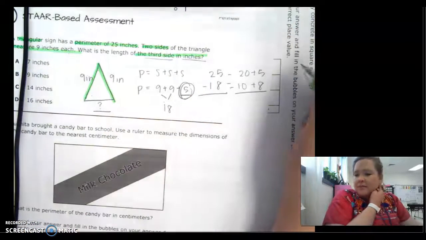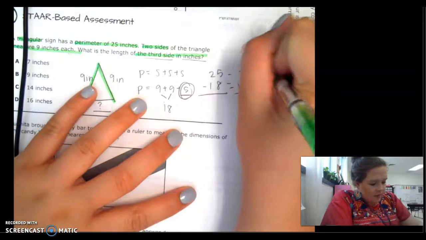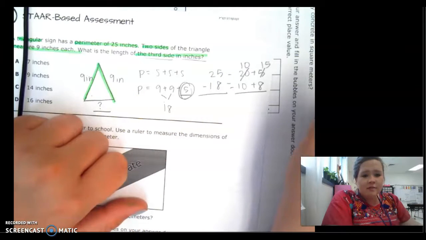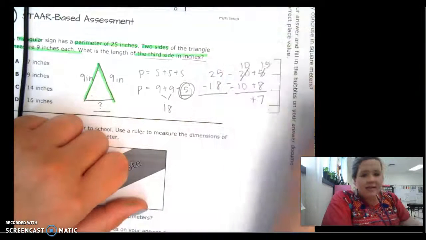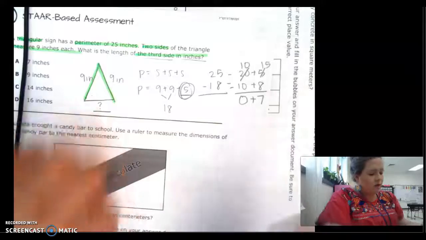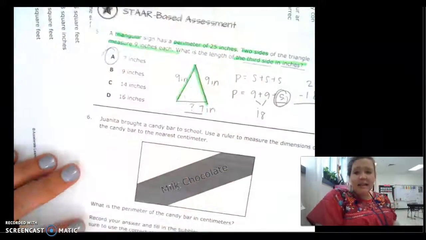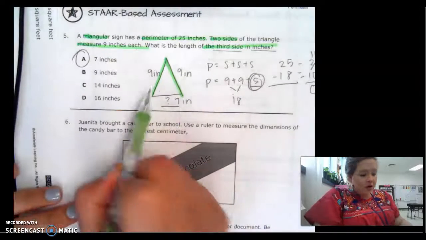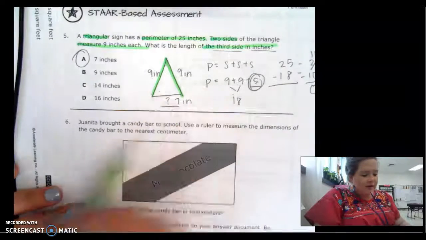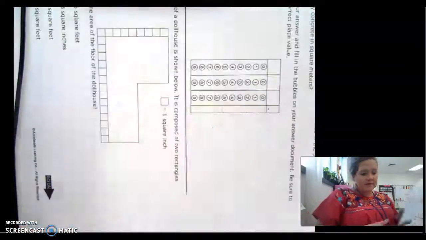5 minus 8. Good, you cannot do that. 15 minus 8. 7. Good job. 10 minus 10 is 0. Awesome job. 7 inches is the side length of the other one, of the third side. If you wanted to check your answer, you just add up 9 plus 9 plus 7, and it should equal 25.